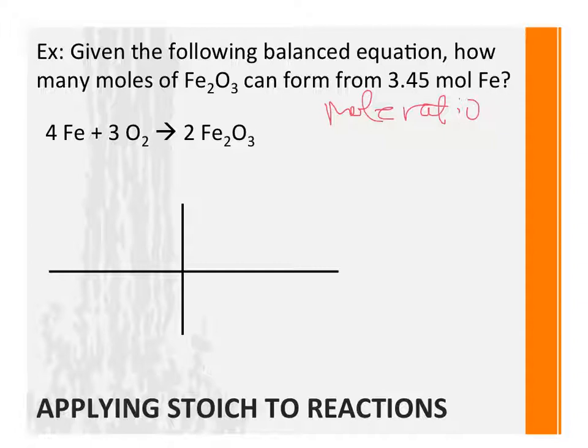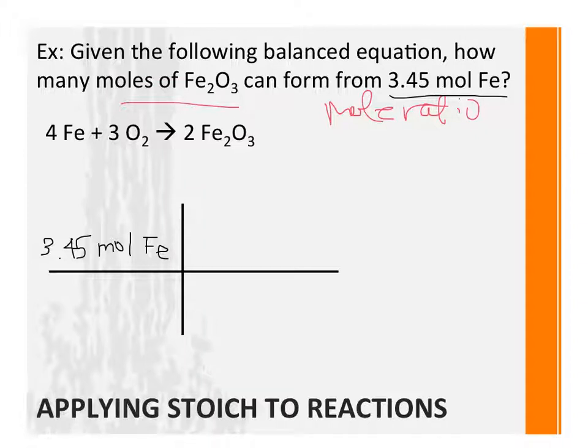So the problem says, given the following balanced equation, how many moles of iron 3 oxide can form from 3.45 moles of iron? So just like all the rest of the problems, I'm going to put the number and unit I was given in the top left box here, 3.45 moles of Fe. Now, we are being asked to convert from moles of iron to moles of iron 3 oxide.